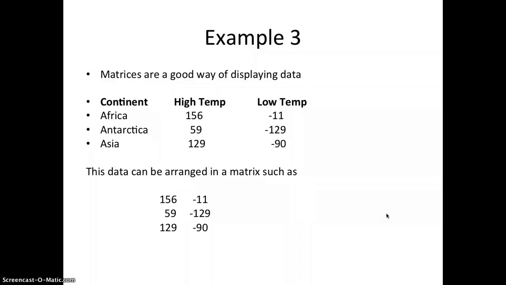Example number 3. Matrices are a good way of displaying data. As an example, we have a chart that has the continents of Africa, Antarctica, and Asia, with the high temperature of each continent being listed and the low temperature of each continent being listed. This data could be arranged in a matrix such as 156, -11, 59, -129, 129, and -90. Thus, each row represents the continent. Each column represents either the high temperature or the low temperature.